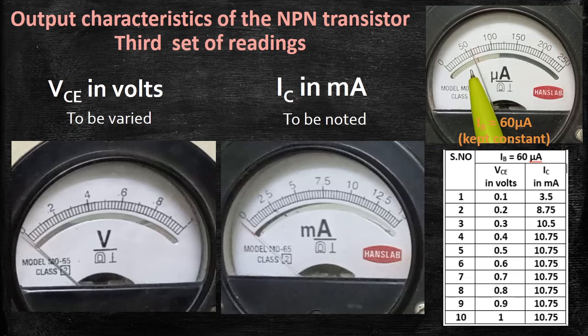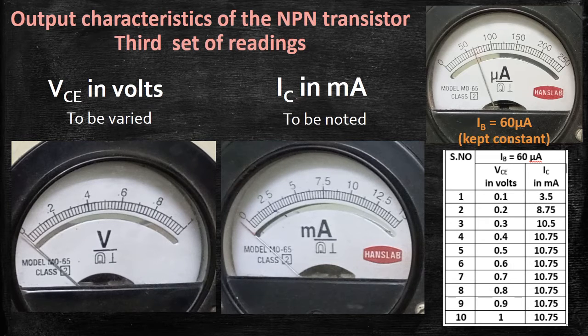It is kept exactly at 12th division. Okay, look at the reading. 12 into 5 is equal to 60 microampere. Throughout the experiment, the IB value 60 microampere should be kept constant. Now I am going to take the third set of reading. Now the IB is kept at 60 microampere. That should be kept constant throughout the experiment.